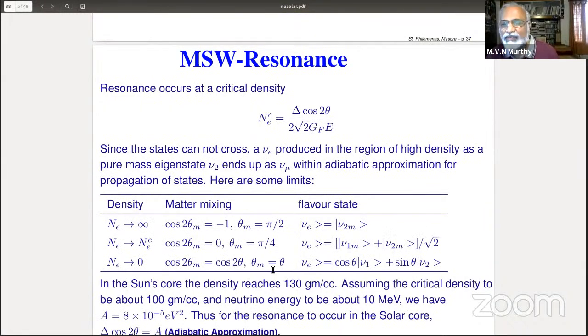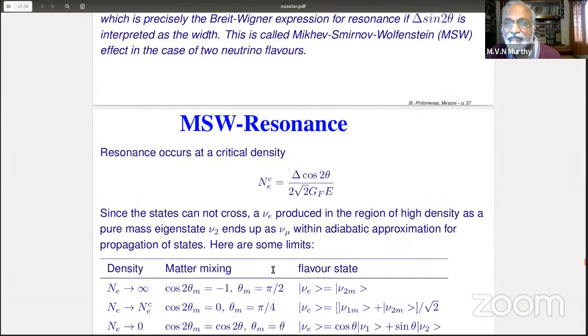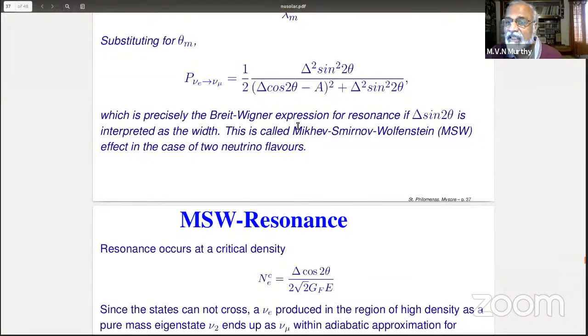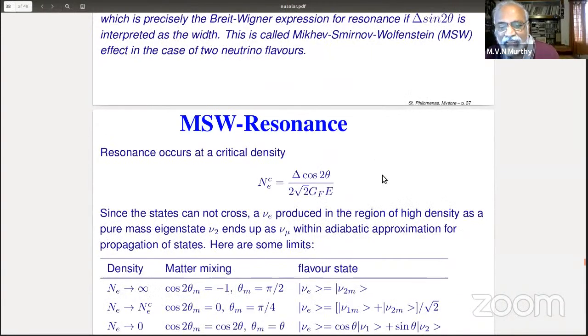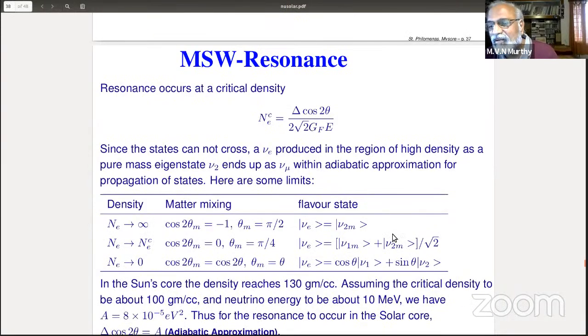So, okay, let me summarize what happens. If you look at this probability, suppose the density at the center of the source, like the sun, is very large. In fact, it's something like 130 grams per cc in the center of the sun, which is actually 15 times the density of iron. The core of the sun is very dense. Let us say, if you are looking at a supernova, it will be even higher.